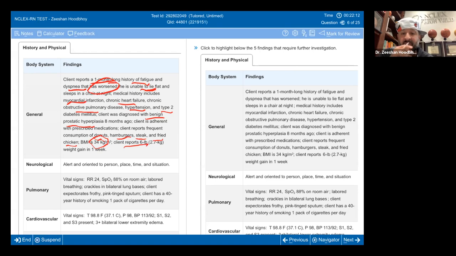Palm, vital signs, respiratory rate 22. SpO2 is 88 on room air. We're freaking out about that. Labored breathing. Crackles, fluid in the lungs. Pink tinge, frothy sputum. 40-year history of smoking. Vital signs, 98.8. Pulse is 98. Blood pressure, 113. We've got an S3. So this is pointing three plus bilateral lower extremity edema.